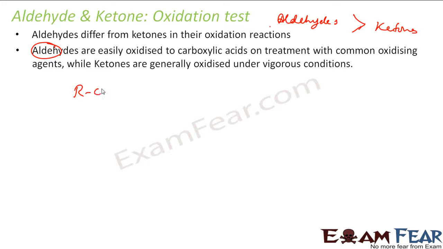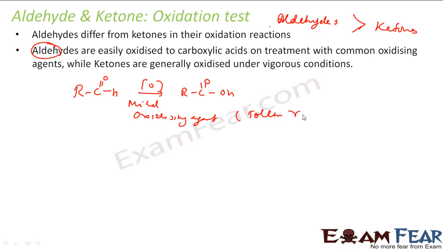So I have aldehydes. They can easily be oxidized to carboxylic acid even by a mild oxidizing agent, right? And mild oxidizing agents are like Tollens reagent and Fehling reagent. The strong oxidizing agent will obviously oxidize, but even mild oxidizing agents will oxidize them.